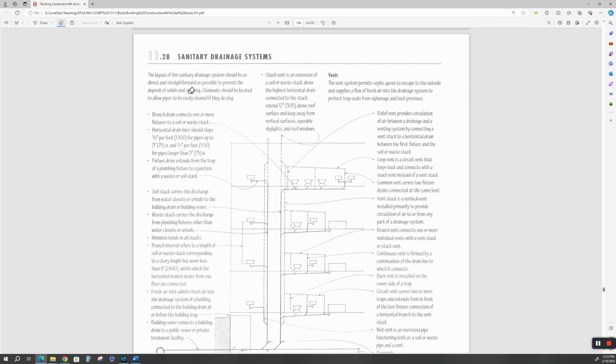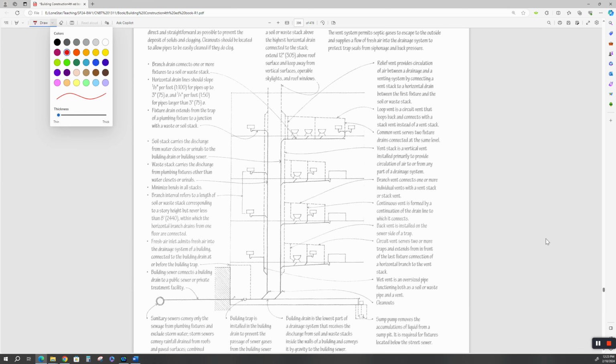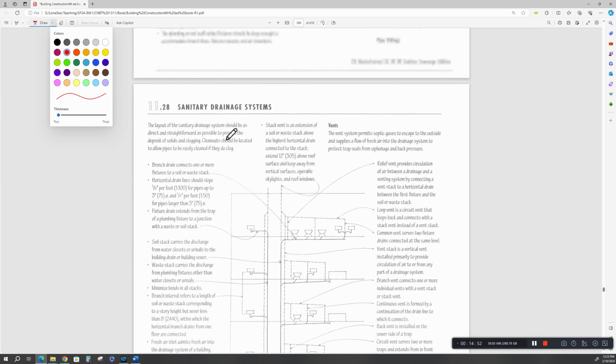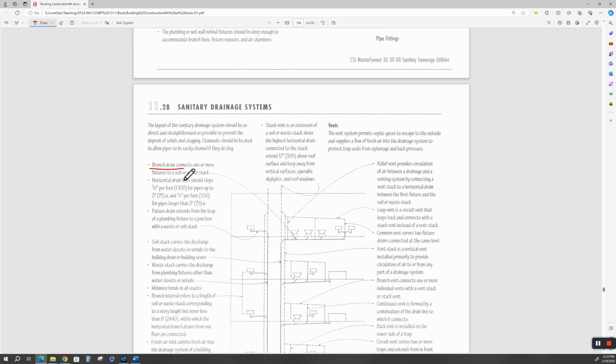Sanitary drainage systems are very similar to the pressure piping systems. If it's running, it's being driven by gravity. All right? It's being driven by gravity. And just like in a pressure pipe system, we have branch drains or branch supply piping. You've got horizontal drain lines.